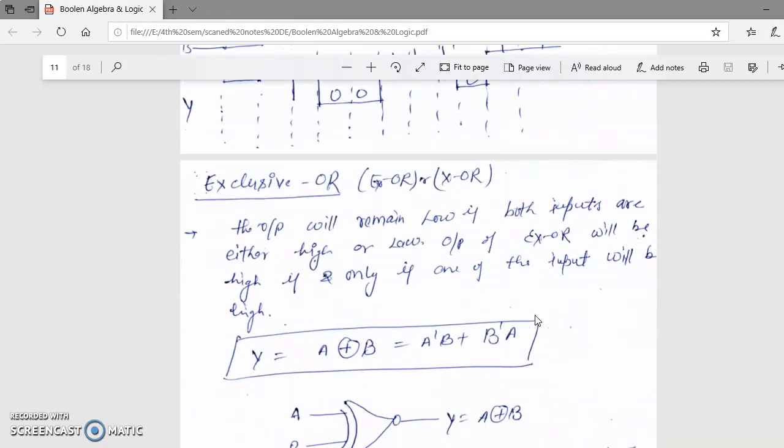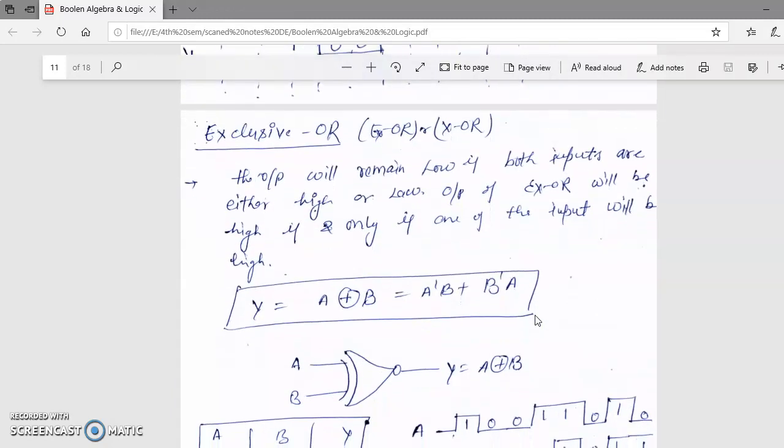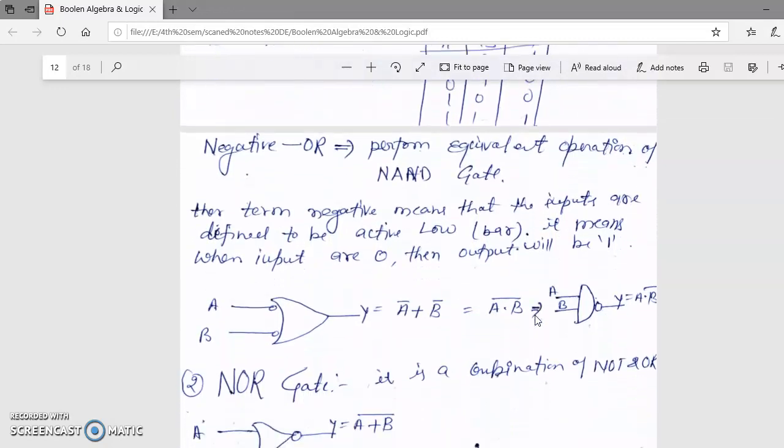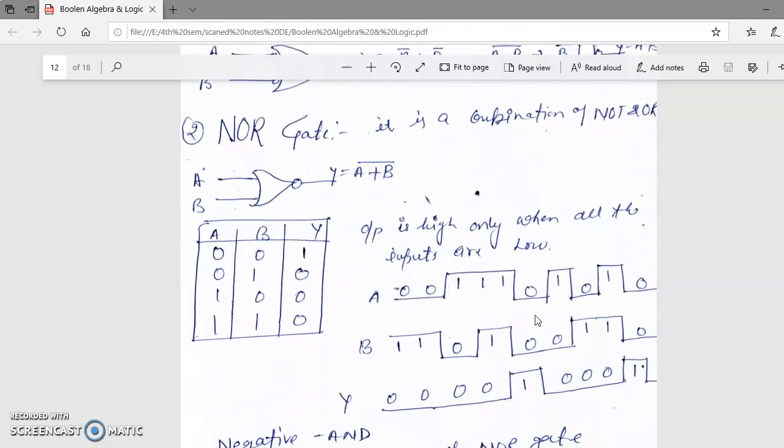Next one is a special case. We first go through the NOR gate. It is the combination of NOT gate and OR gate. The NOR gate is a universal gate and a combination of NOT and OR gate. So simply, first of all, we design the symbol of OR gate and then put the inverter, that is the NOT gate, and it becomes the NOR gate.